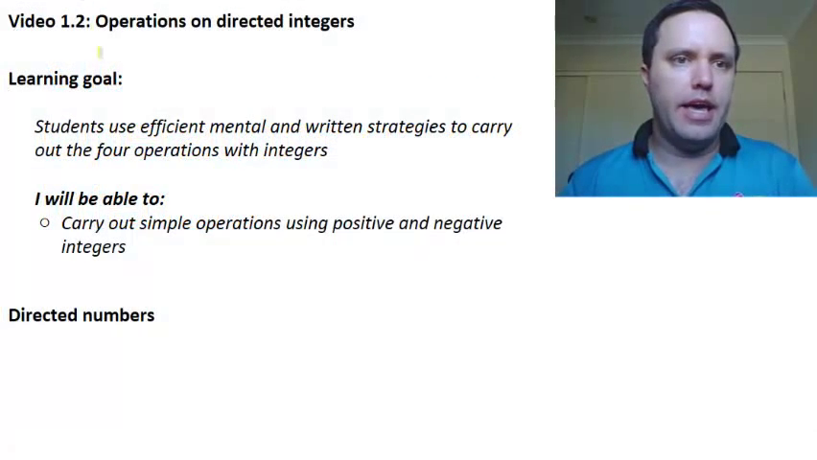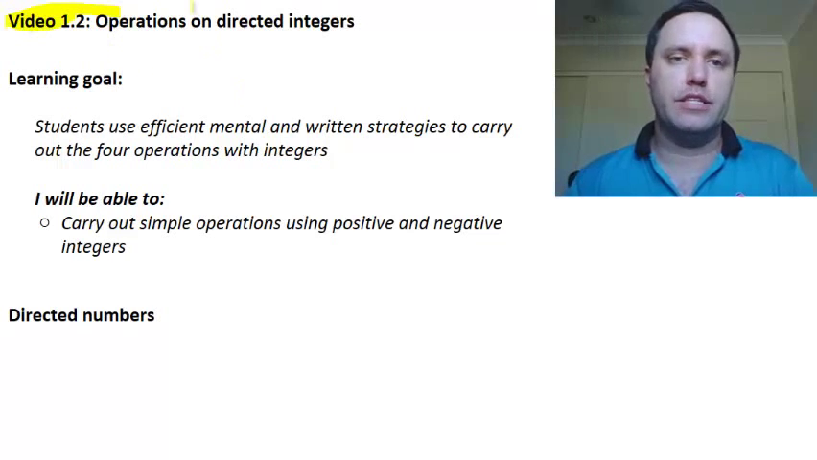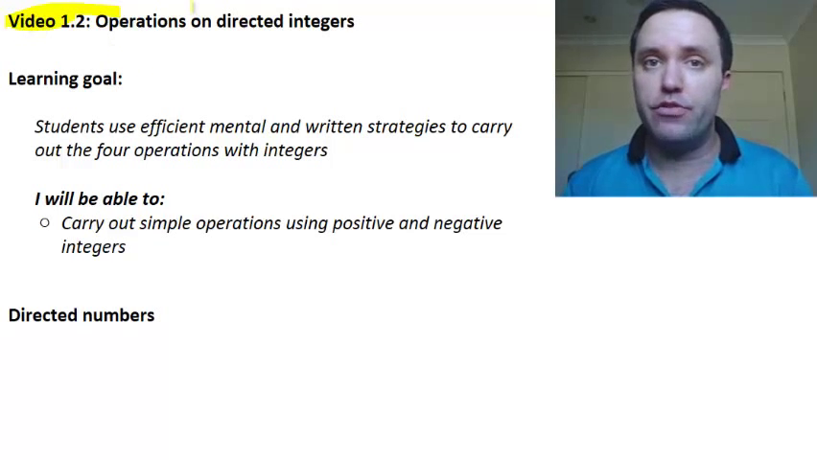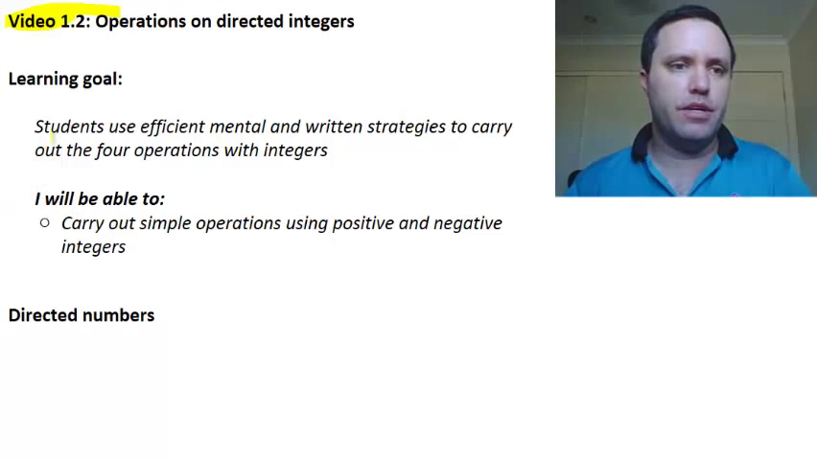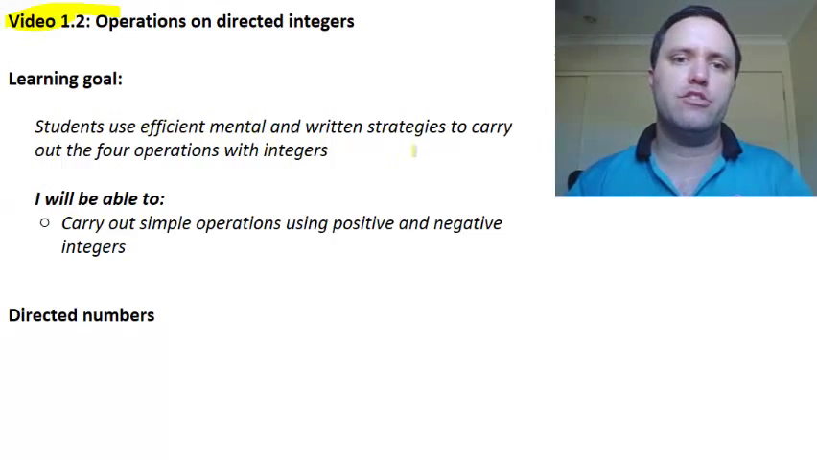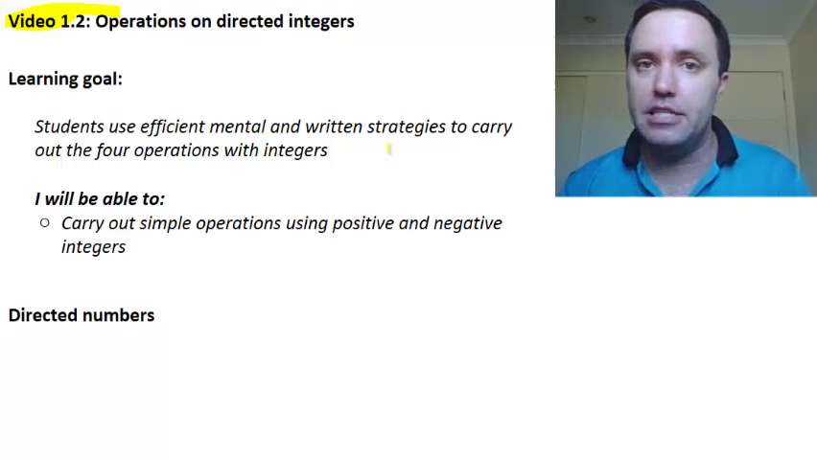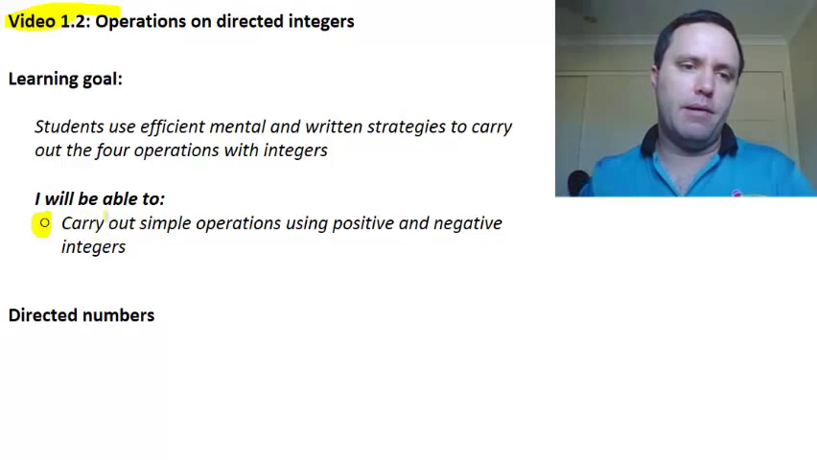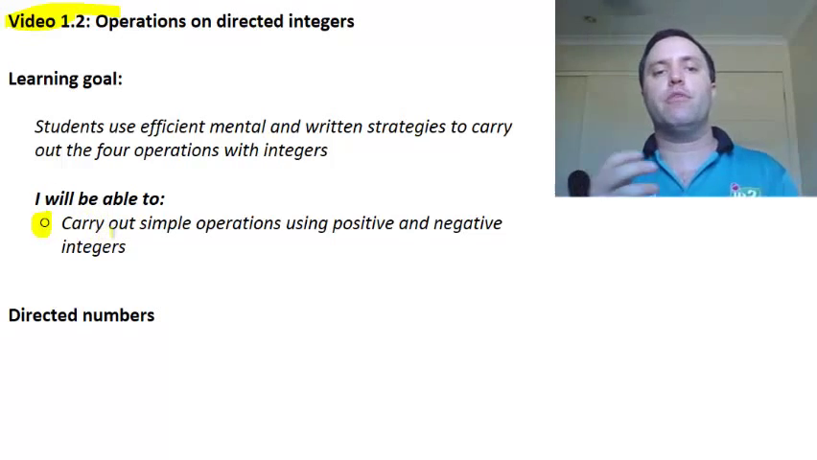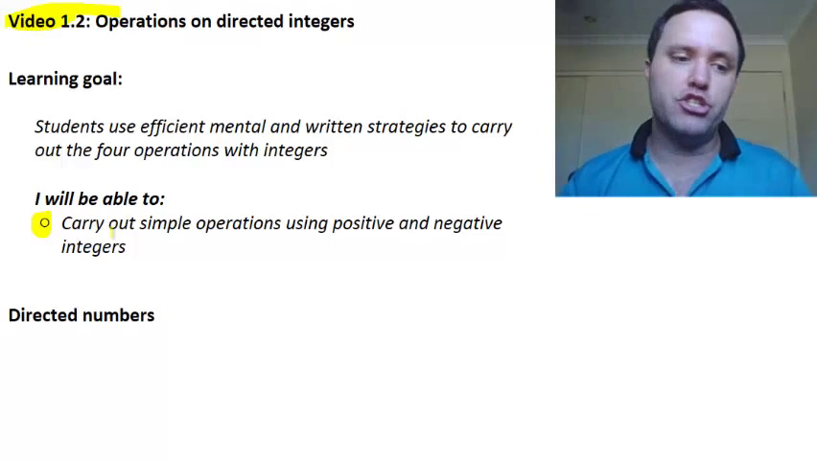Now we're going to be looking today at operations on directed integers. Now this is ideally something that you've seen before in grade 7. Here's our learning goal for this one here. Students use efficient mental and written strategies to carry out the 4 operations with integers. So we're still sticking with that one. However, the criteria is a little different now. So you're going to want to be able to carry out simple operations using positive and negative integers.